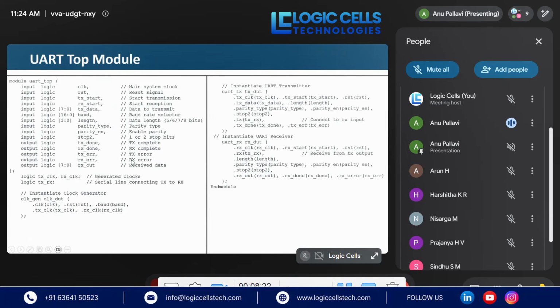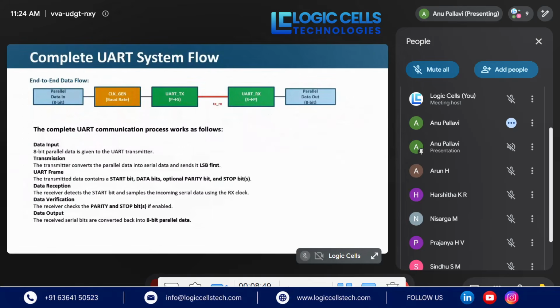Top module, which connects all three modules. It connects the individual modules. The clock generator generates the transmitter and receiver clocks. The transmitter uses the TX clock and produces a serial transmitter output. The transmitter output is connected to the RX input through the TX RX signal. The receiver uses the RX clock to sample the serial data and produce the received parallel data.